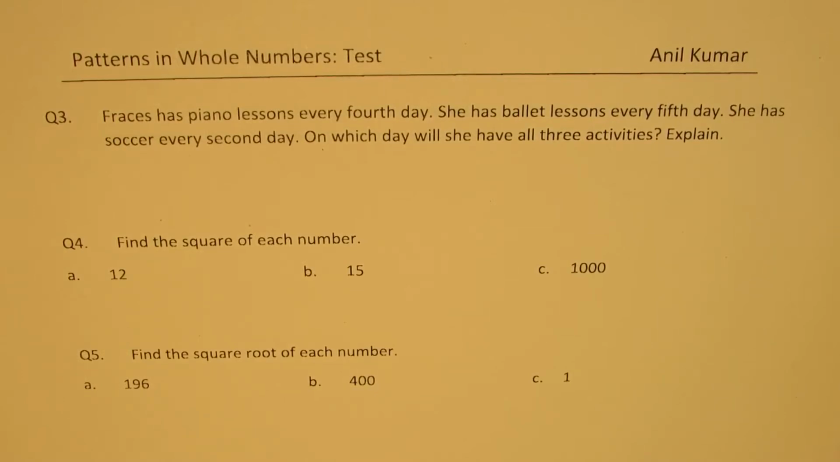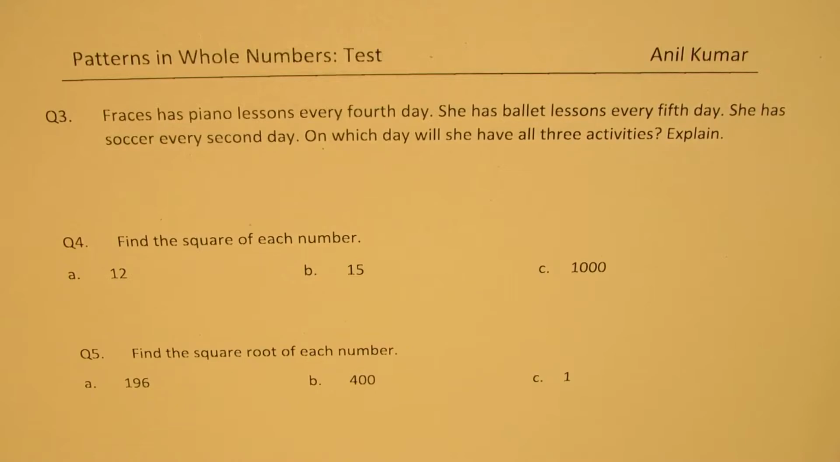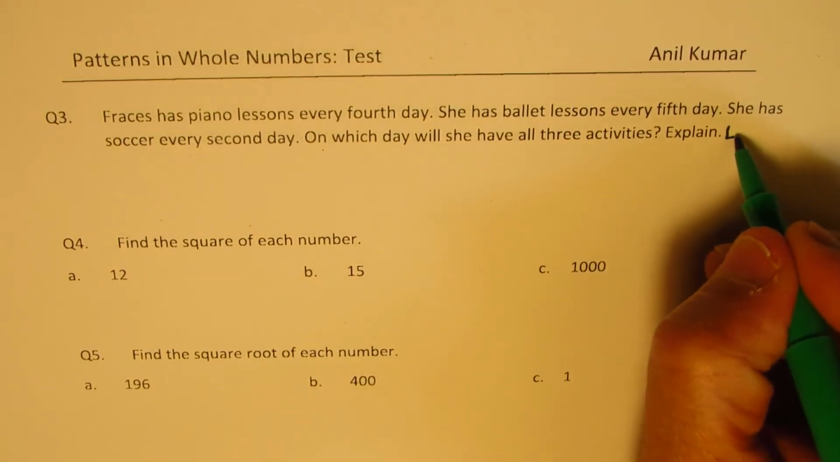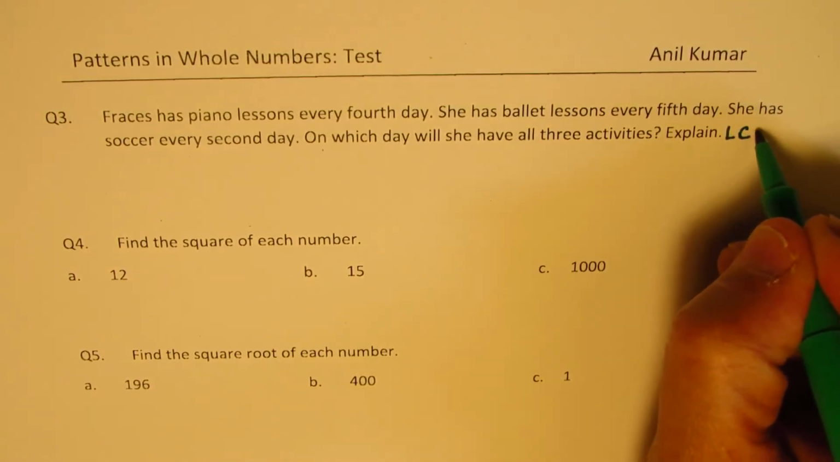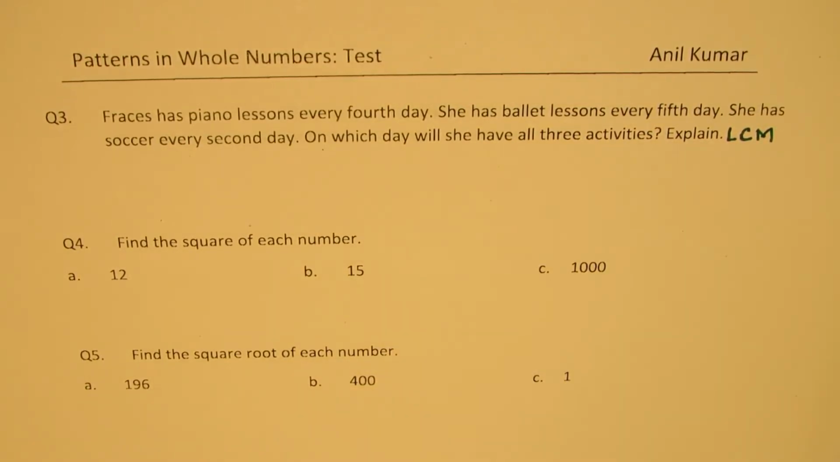Here is question number 3. Frances has piano lessons every 4th day. She has ballet lessons every 5th day. She has soccer every 2nd day. On which day will she have all 3 activities? Explain. Now to answer these questions, we need to figure out the lowest common multiple. Multiples are always bigger numbers, which are common for all.